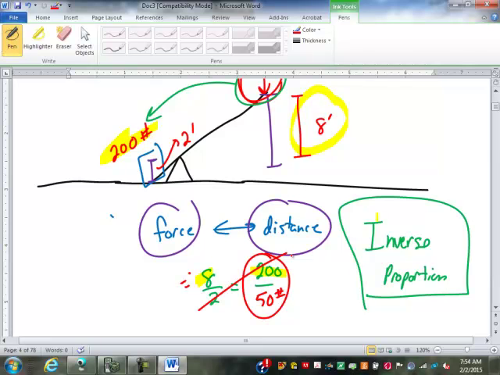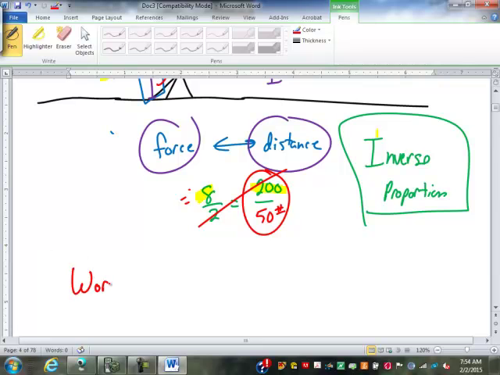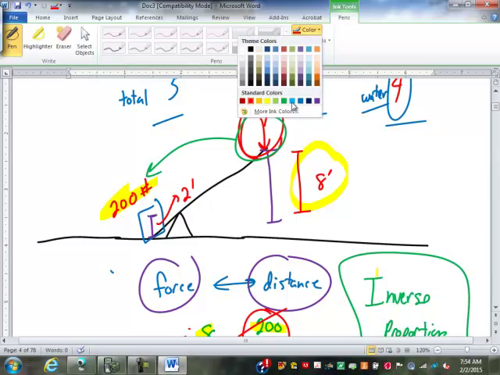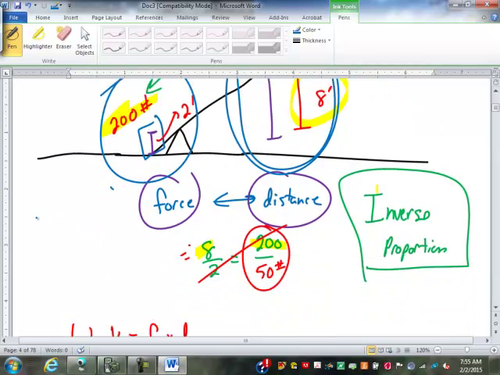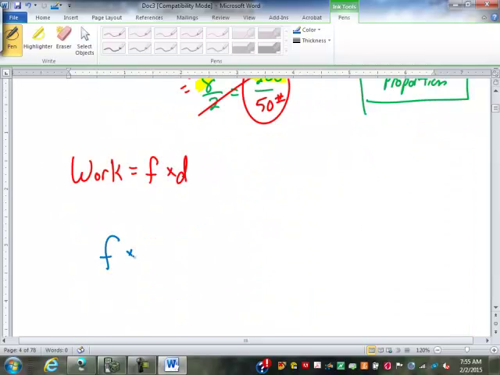An easier way to do it is to use a constant product. In this case, the constant product we're getting is work. Work is equal to force times distance moved. The amount of work put into a system, which is the force being applied right here, has to equal the amount of work coming out of the system, which is moving this object over here. So we have a force that's moving 8 feet. That has to equal the 200 pounds moving 2 feet.